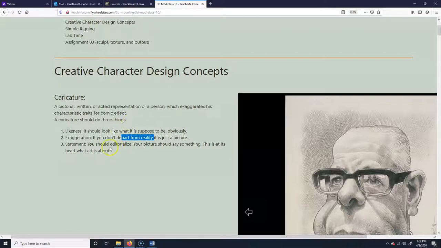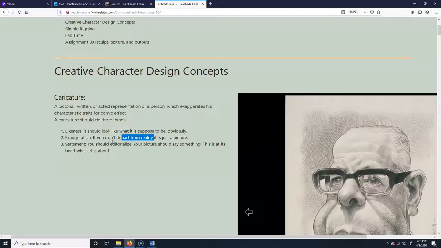And lastly, and to some extent, is the statement. Basically, the idea is that you should editorialize. You're supposed to be making some sort of comment about the thing that you're drawing, right? So if you were to look up a caricature of Hitler, right? All of the caricatures about him are generally going to be things that either make him look weak or pathetic or that sort of stuff, because people just generally want to make him not look good, right?